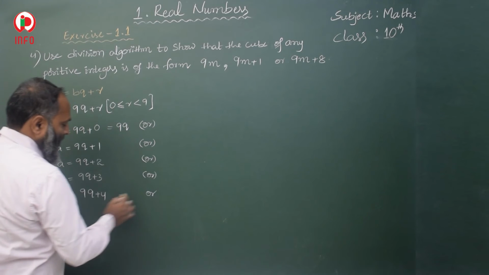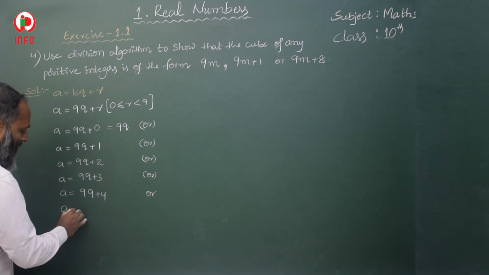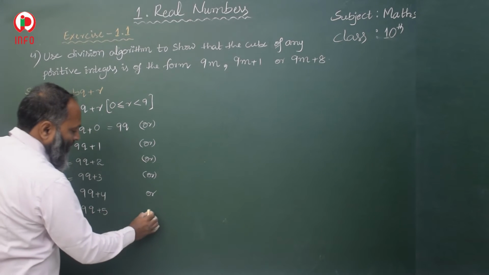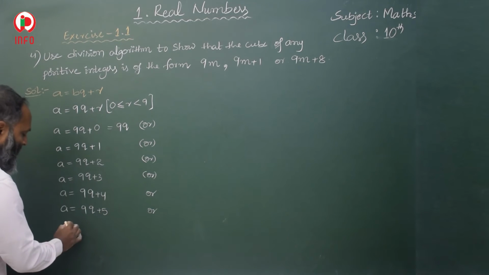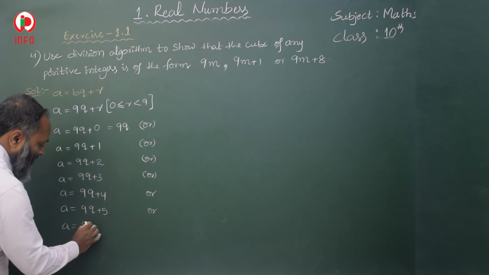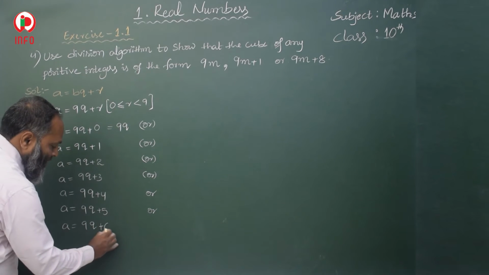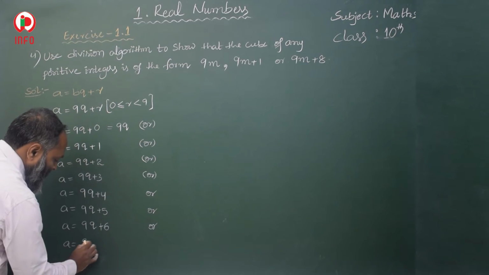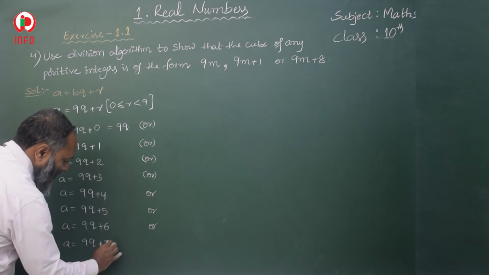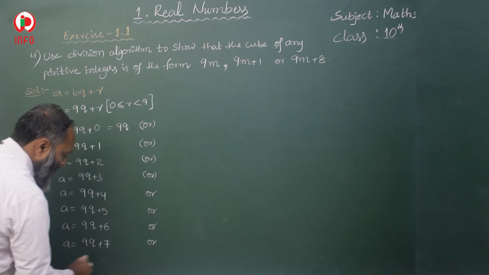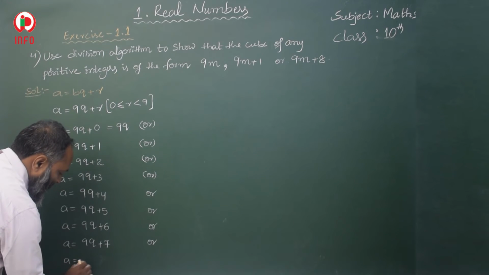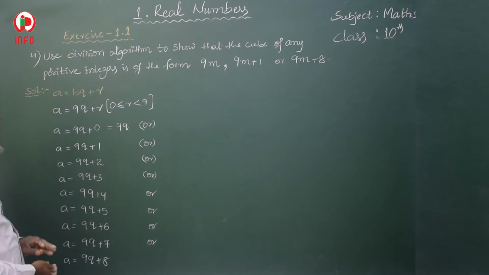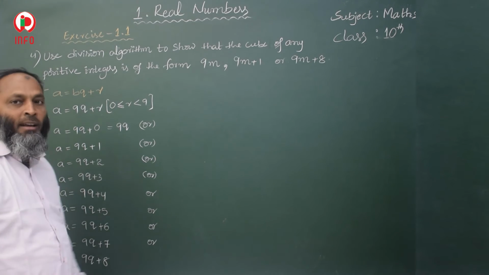Or if the remainder is 5, then A is equal to 9q plus 5, or if the remainder is 6, then A is equal to 9q plus 6, or if the remainder is 7, then A is equal to 9q plus 7, or if the remainder is 8, then A is equal to 9q plus 8. So in this form you will get a total of 9 statements.